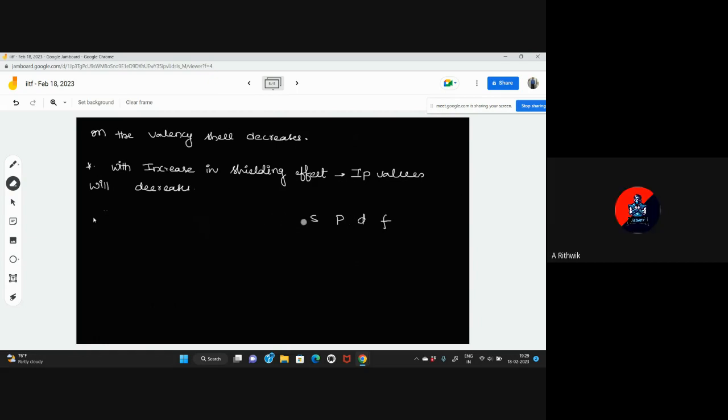Sir, what are inner shells, sir? Inner shells means, for example, we always take electrons from the last shell, right? The valency shell, that is the last shell. So all shells before the valency shell come under inner shells only. Okay, sir.